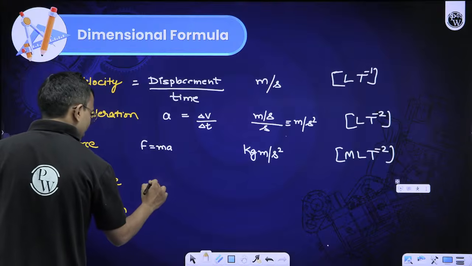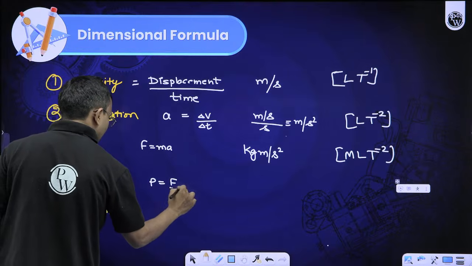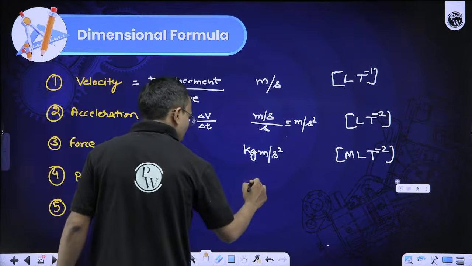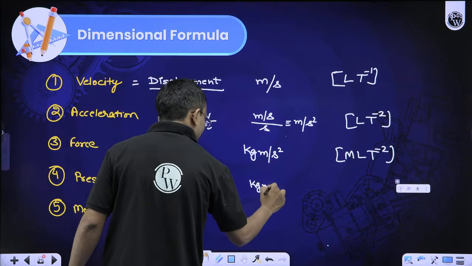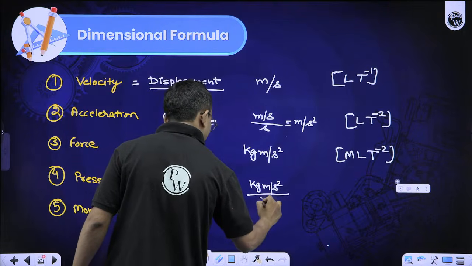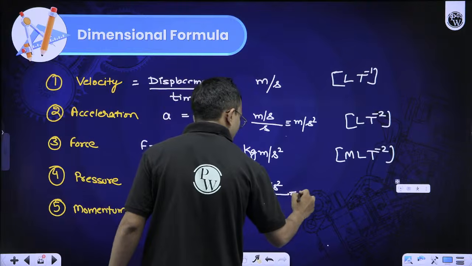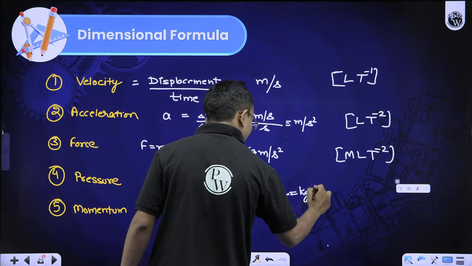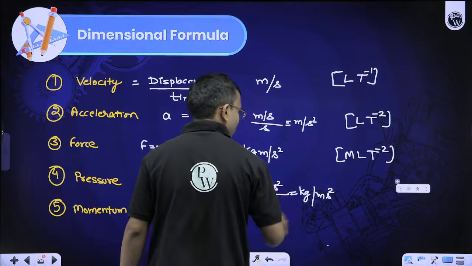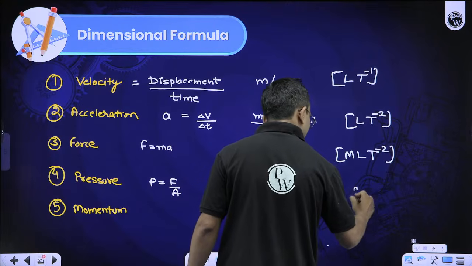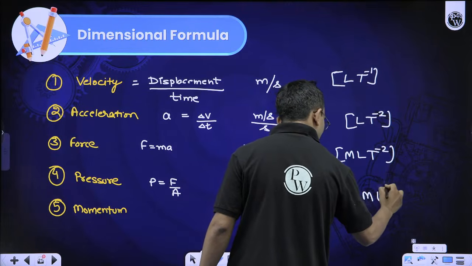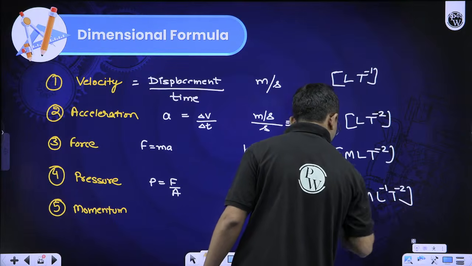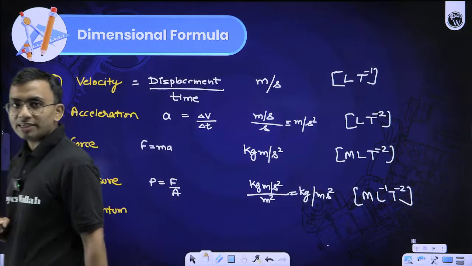So pressure is force divided by area. Then write the unit. Force is kg meter per second square divided by area is meter square. So I got the unit as kg per meter second square. From there I got the dimensional formula as ML minus 1 T minus 2. ML minus 1 T minus 2.